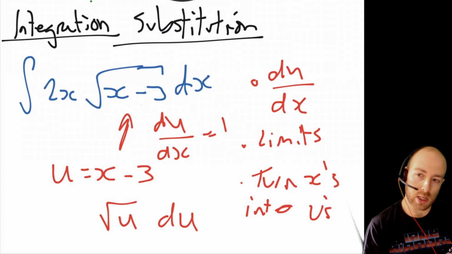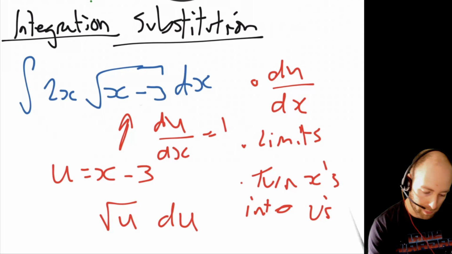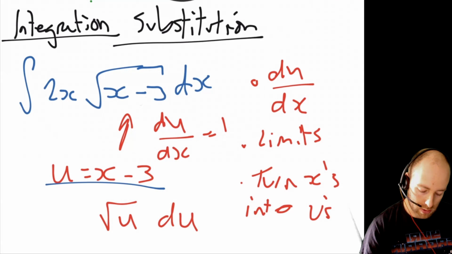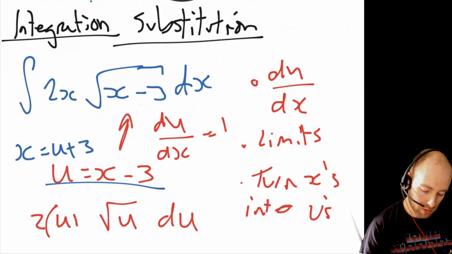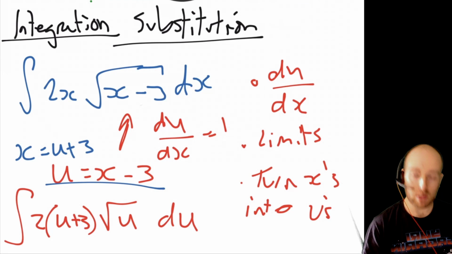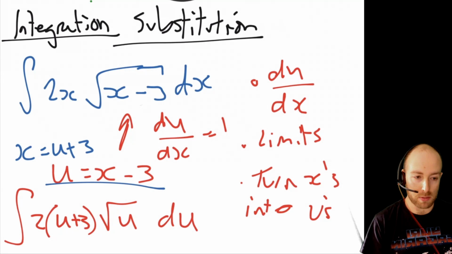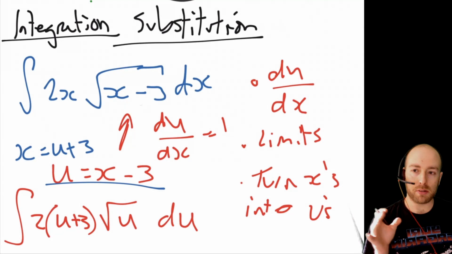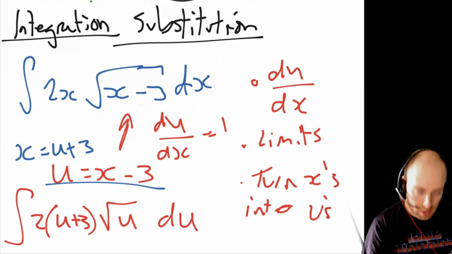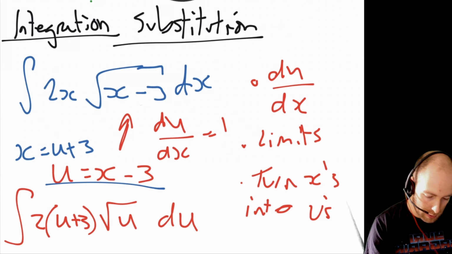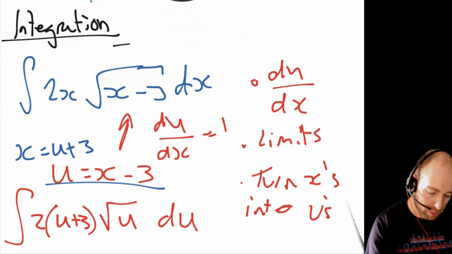Then all I need to do is change that 2x at the beginning. Well, we can rearrange this equation to say x equals u plus 3. We got two lots, u plus 3 times root u. And there's my changed substituted integral. Expand that, and it's a lot easier to integrate that than it is to integrate the thing in the beginning. So that's substitution. The last bit I want to talk about briefly is trig.